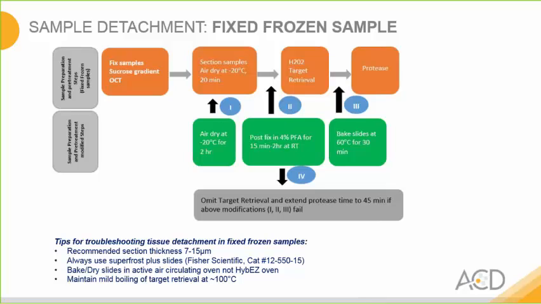So for sample detachment with fixed frozen tissues, we recommend to air dry slides at -20 for 2 hours after you section it. This really helps with tissue adherence to the slides. And then you can add a post-fixation step in 4% PFA for between 15 minutes to 2 hours.